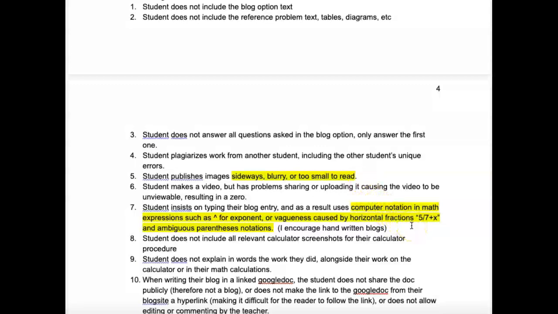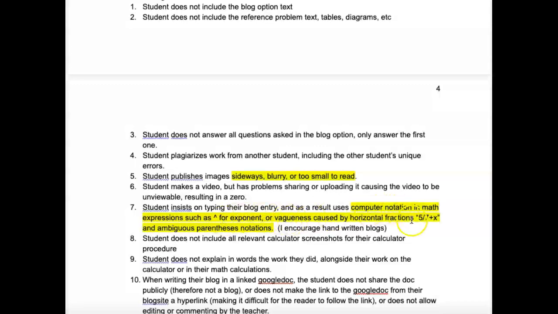One of the reasons why typing your blog is so inconvenient is there's a lot of notation in math that is difficult to type, such as exponents. Sometimes people get lazy and they use the circumflex or caret to indicate an exponent. That is something that you will lose points for on the IA, and anything you lose points for on the IA, I also deduct points on the blog. So if you use circumflex or caret to indicate an exponent, that would be a point off.